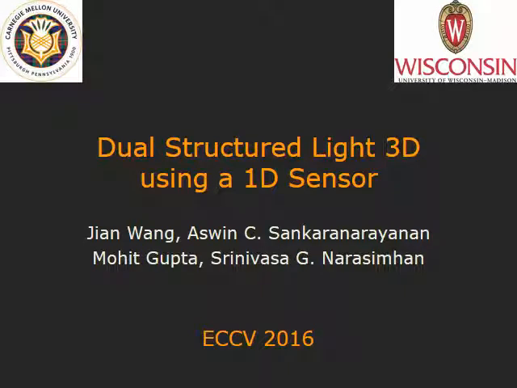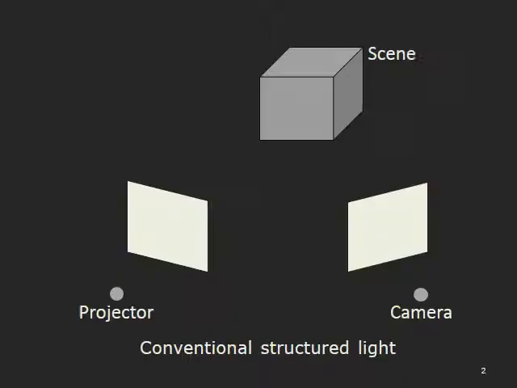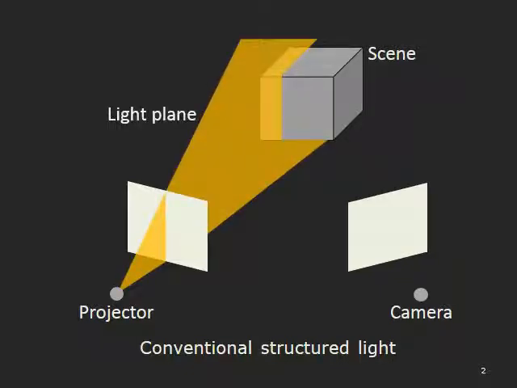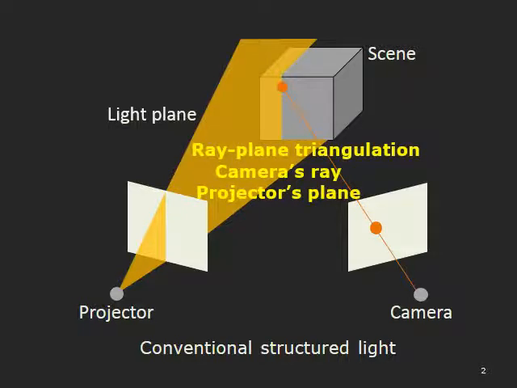In this paper, we present a novel structured light system using a line sensor. In a traditional structured light system, we obtain correspondences between columns of a projector with pixels of a camera. Once we obtain such a correspondence, we can intersect the plane corresponding to the projector column with the light ray corresponding to the camera pixel. This allows us to obtain 3D points on the scene.